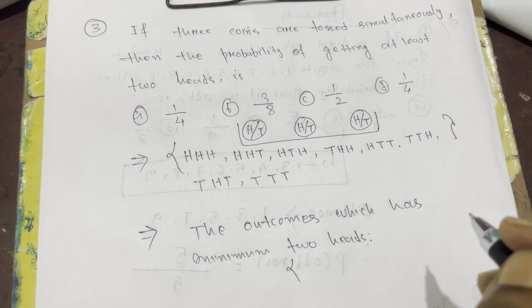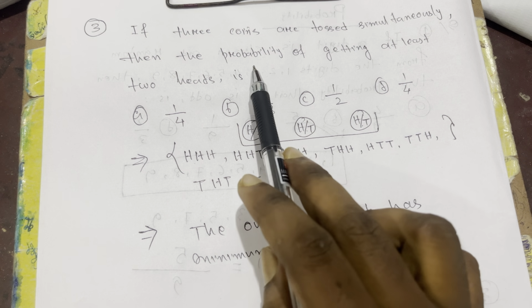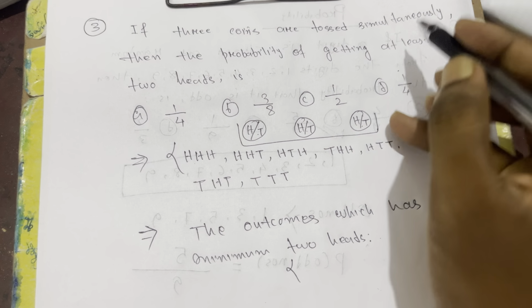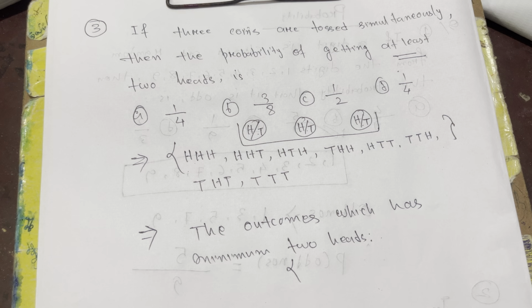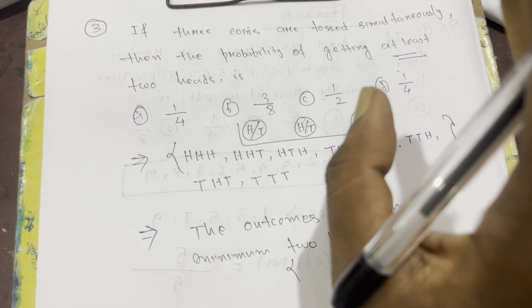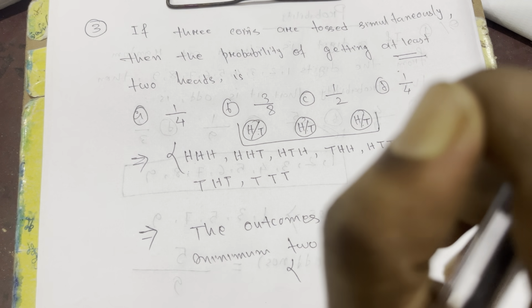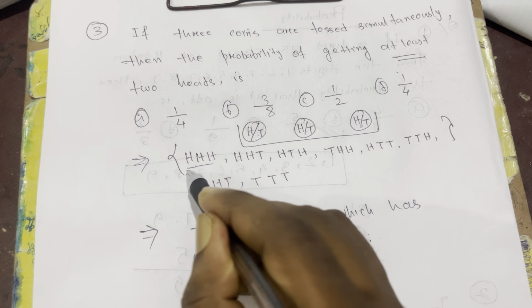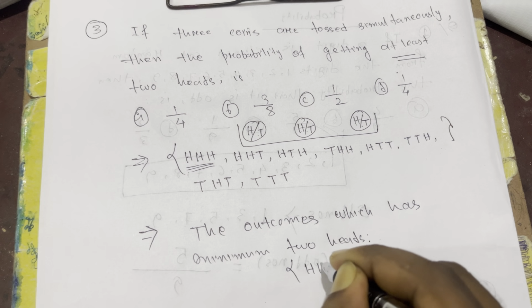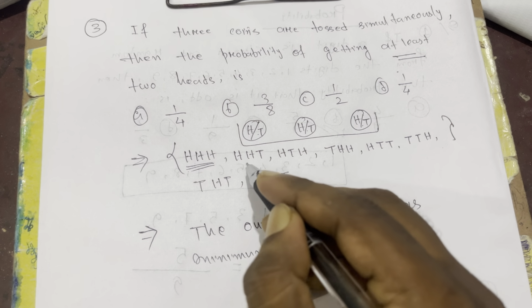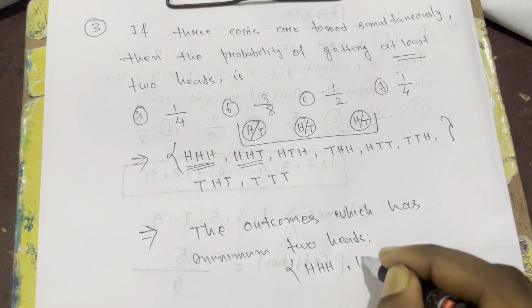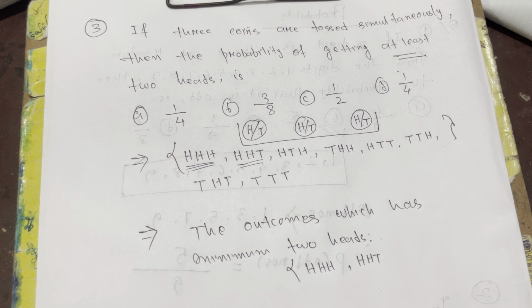Why do we need minimum 2 heads? Because the question says find the probability of getting at least 2 heads. So at least 2 heads means minimum 2 heads. Maximum 3 is also not a problem, but I need outcomes that have minimum 2 heads. So you see, this is one chance: HHH. Here there are 3 heads, and 3 heads is also not a problem. Here also there are 2 heads, HHT. Yes or no?